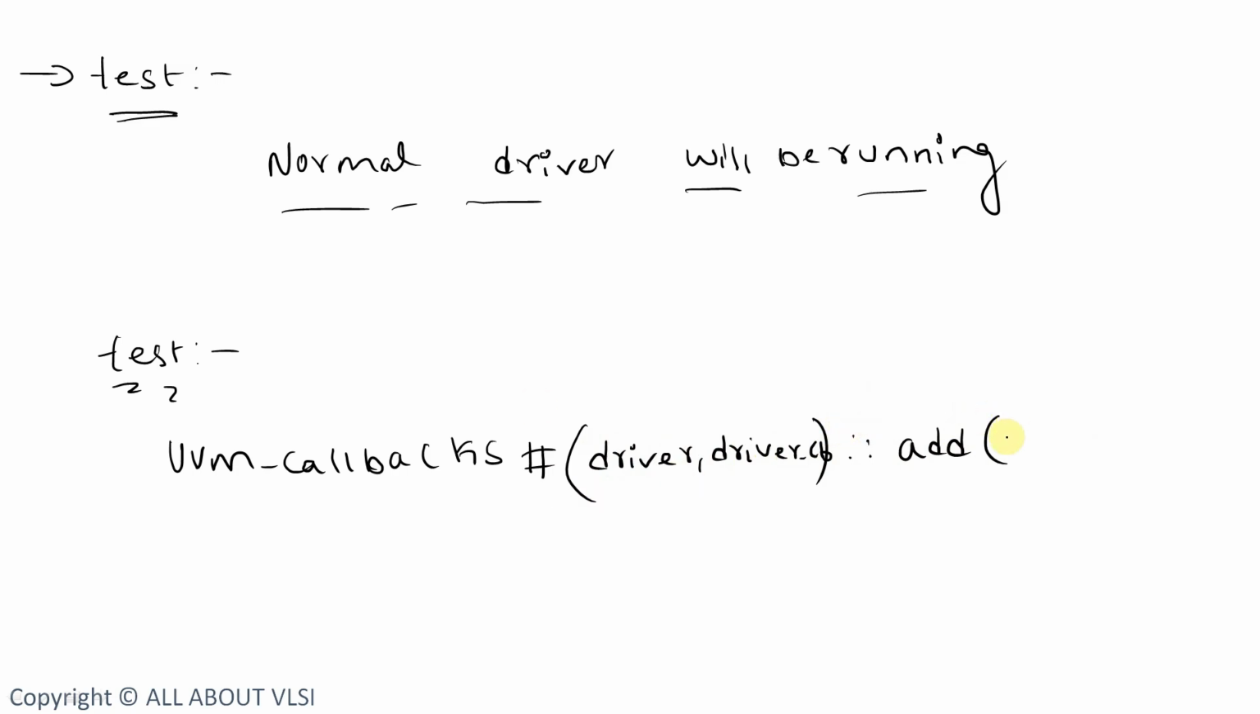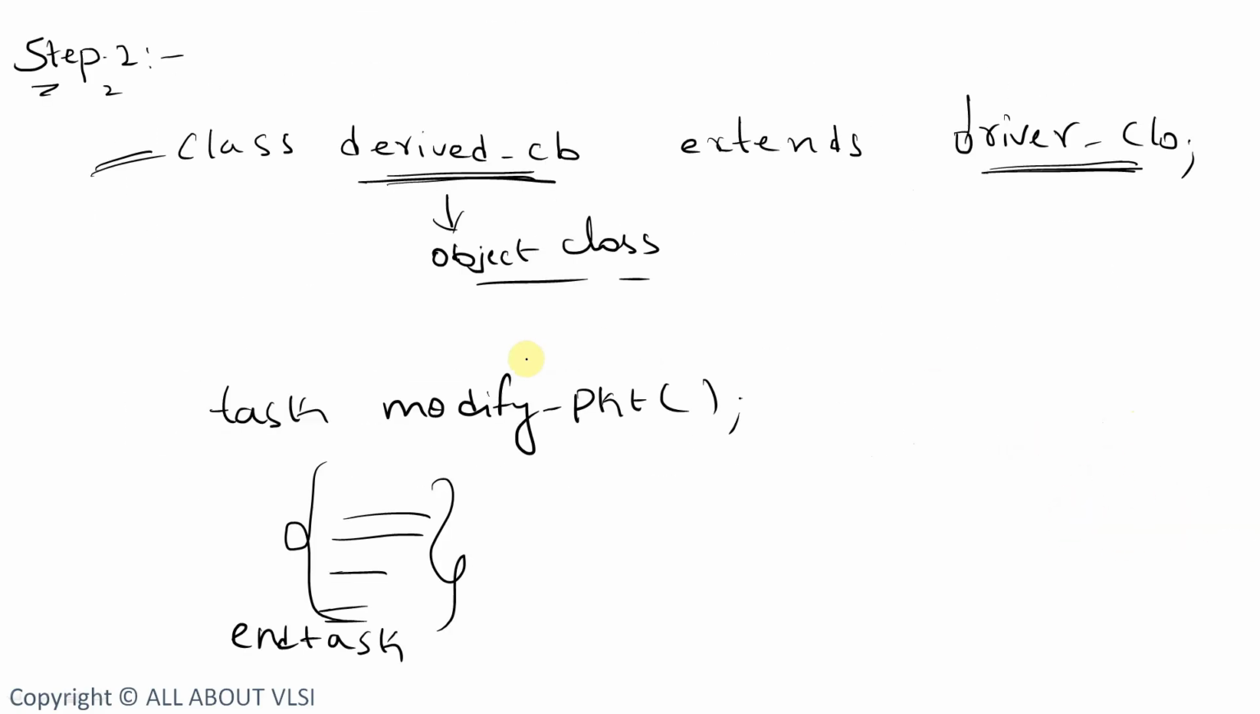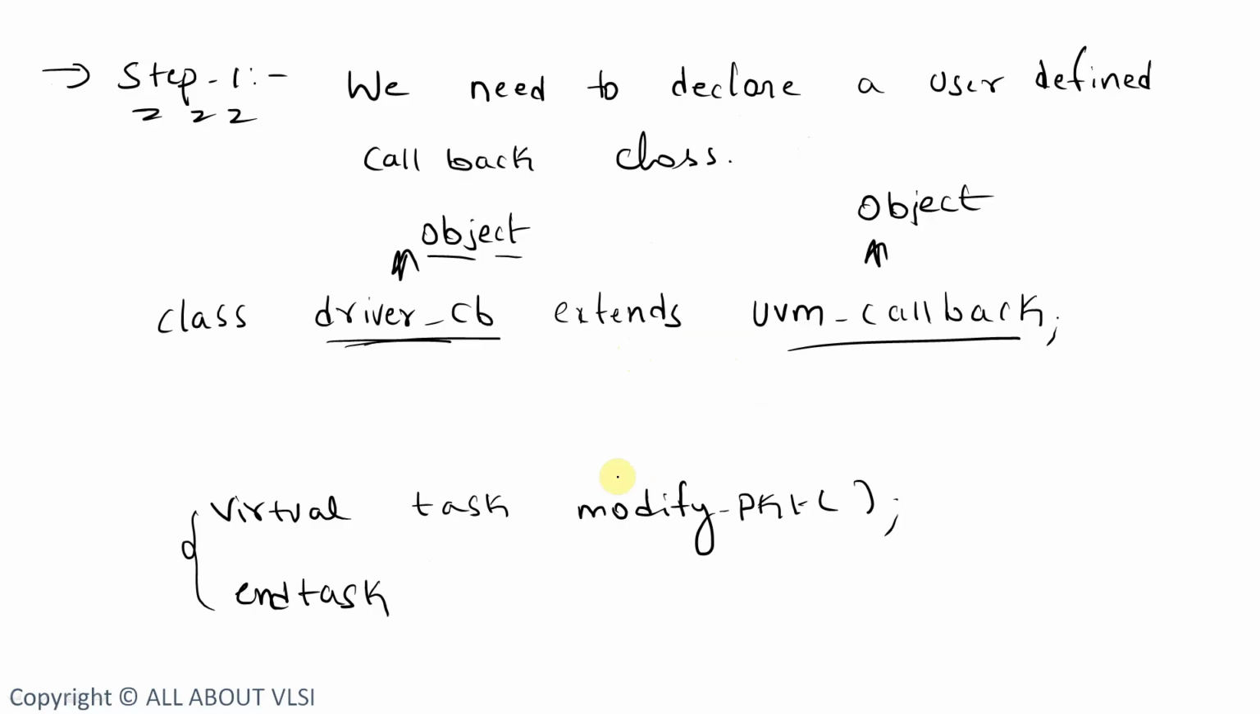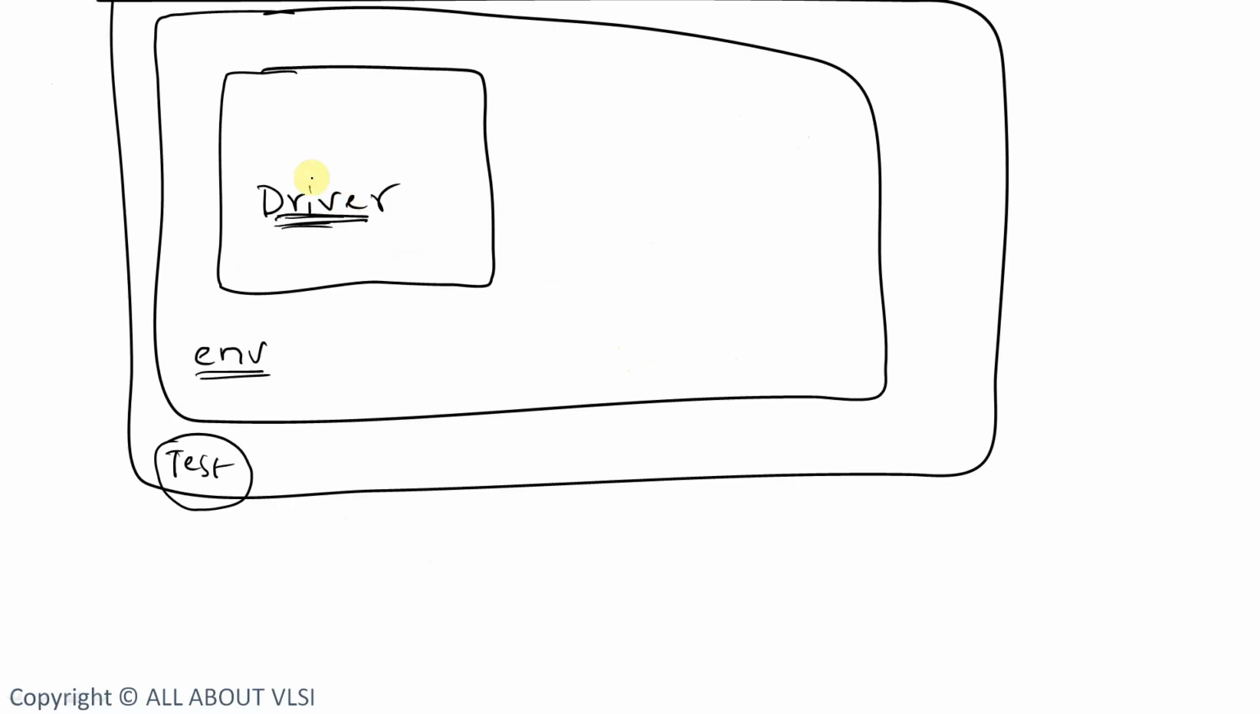Where is this driver component present? It is present inside environment dot driver. And what is the method I want to inject? That is nothing but derived_cb. So what happens? The task which is present inside the derived_cb will be running. This is how we are going to make the modifications inside my driver using this callback mechanism.